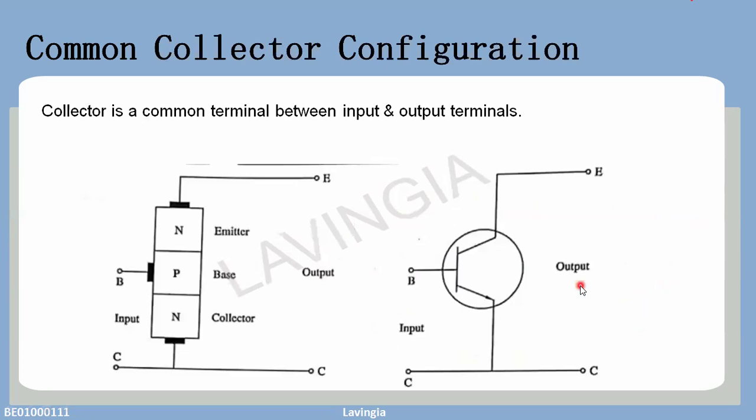And the last configuration, that is your common collector, in which the collector region is common between your input and output. So here the base collector junction will be considered as the input, whereas the emitter collector junction will be considered as the output. We are going to study in detail all the three configurations and how all the three configurations work.